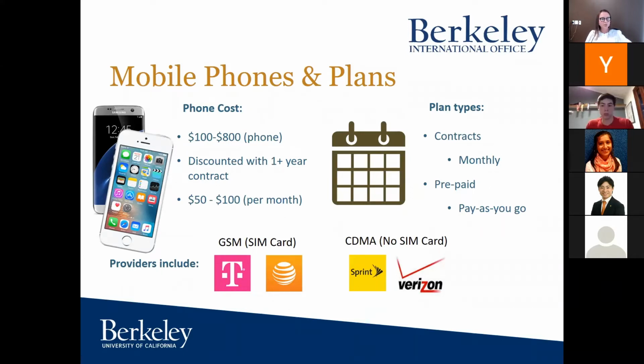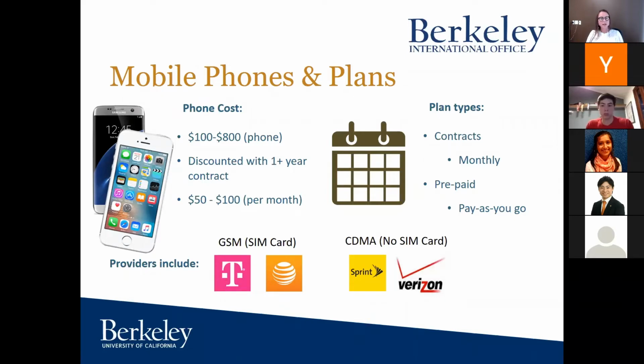All right, so another expense that you definitely want to think about is a phone while you're here. You'll have to buy the actual phone, which can vary widely, anywhere from $100 to $800. I would even say more than $800. Now some iPhones are $1,000. Sometimes you can get a discount with a contract of a year or more. And then the actual service itself is going to be anywhere from $50 to $100 a month, depending on what kind of plan you need.